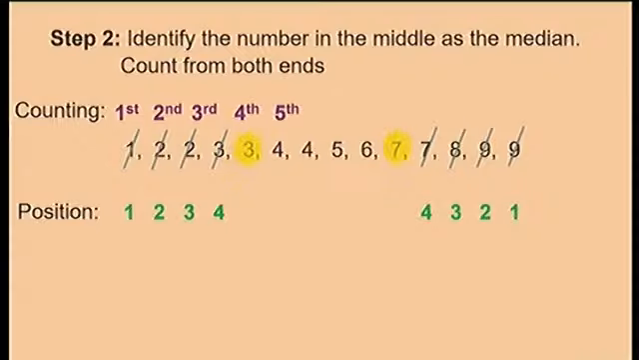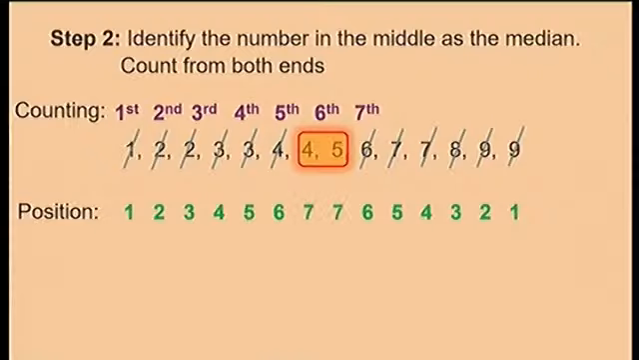3 is in the fourth position from the lowest. 4 is in the 5th position from the lowest. 6 is in the 6th position from the highest. So from this example, we see that our middlemost numbers, the numbers which are in the middle, are 4 and 5. 4 and 5 tie the 7th position from either side.